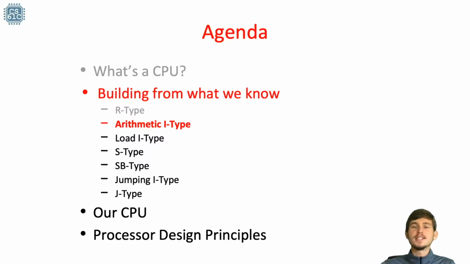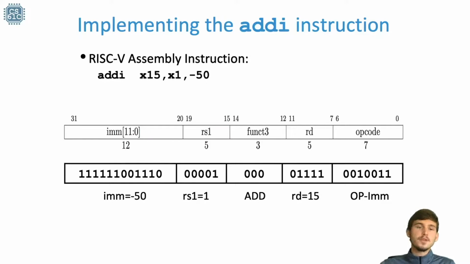Hello everyone, let's continue to build off of what we did in the last lecture video. So now we're going to continue with arithmetic I-type instructions. So I'm just going to give you an example of how we implement the add instruction, because this generalizes to all the different arithmetic I-type instructions.